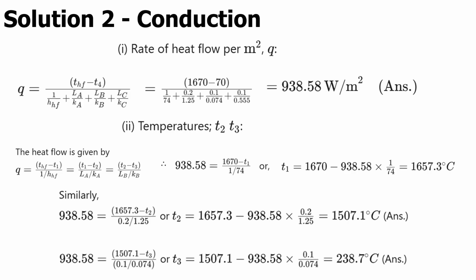Finally, for T3, the temperature at the interface between the kaolin brick and the masonry brick, rearranging and solving, we find that T3 is equal to 238.7 degrees Celsius. So the temperatures prevailing at the inner and outer surfaces of the central layer, which are the kaolin brick, are as worked out, and this concludes our solution for example 2.